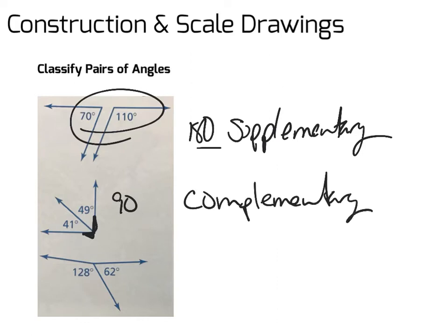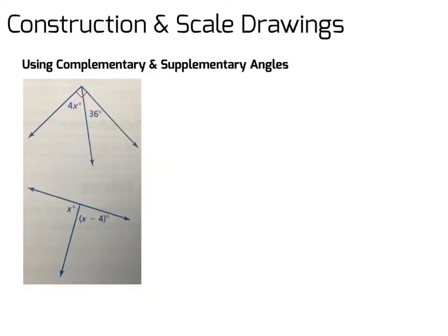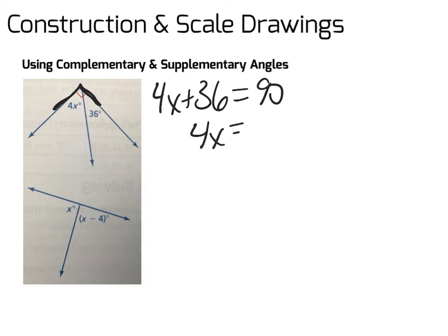Here's another one, 128 and 62. Well, 128 and 62 actually equals 190 degrees. So those are neither supplementary or complementary. The second part of this section is using what we know about complementary and supplementary angles to find a value of x. I can see right here that these are going to be complementary angles. They equal 90 degrees. So I'm going to have 4x plus 36 equals 90, which equals 4x equals 54. So x equals 13.5.